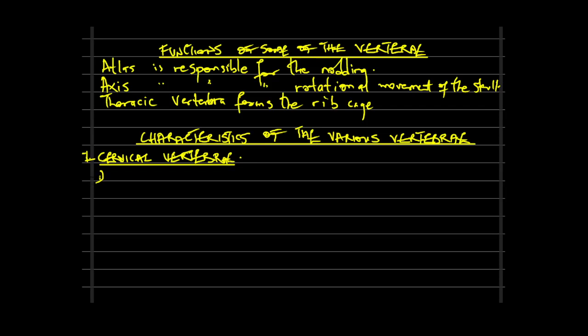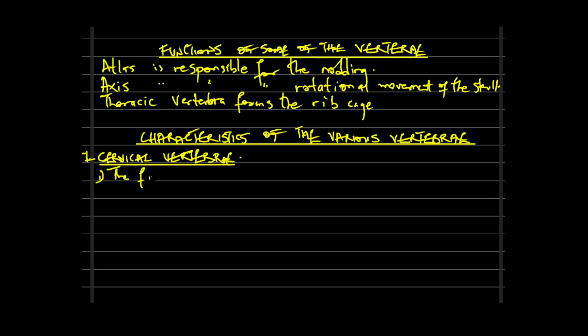Now, I need us to understand this, that the first atlas has no centrum. Remember that we said that the cervical vertebrae is divided into two, the atlas and the axis. So the first cervical, which is the atlas, has no centrum, so that is one of the characteristics of the cervical vertebrae.